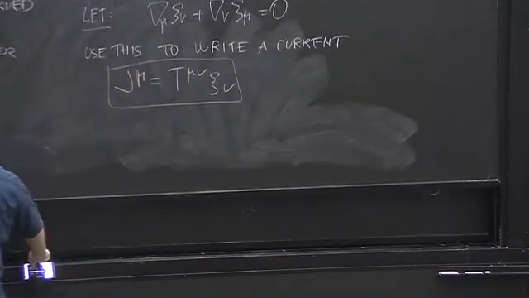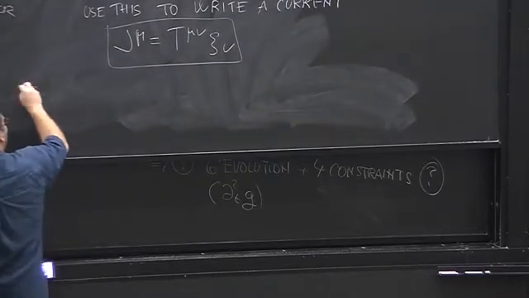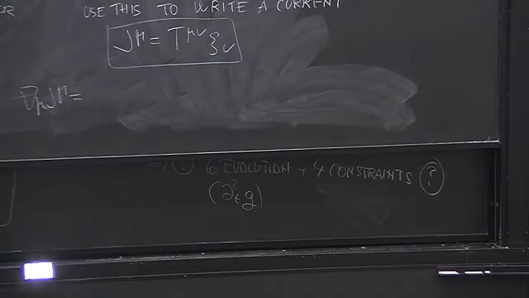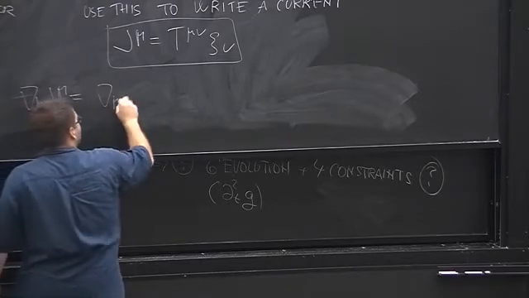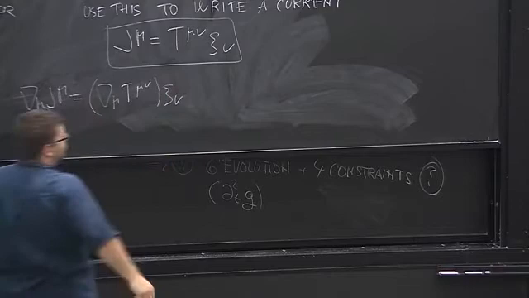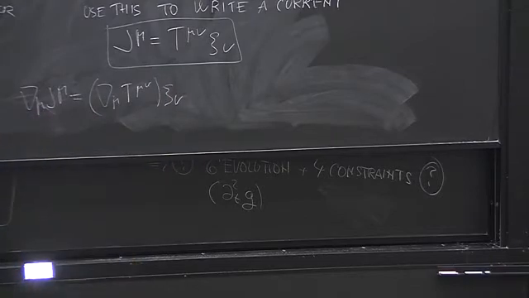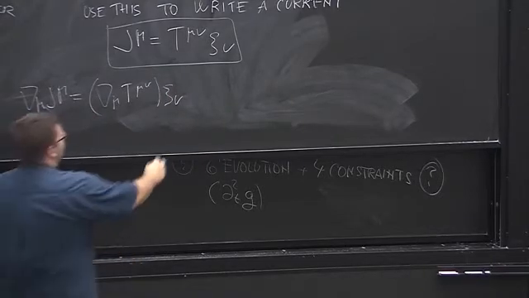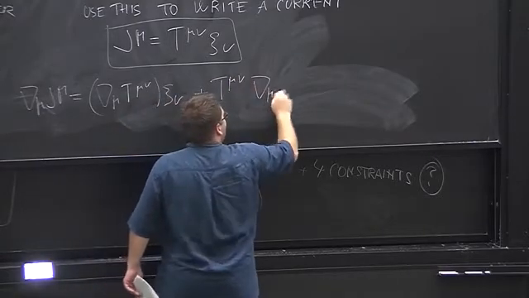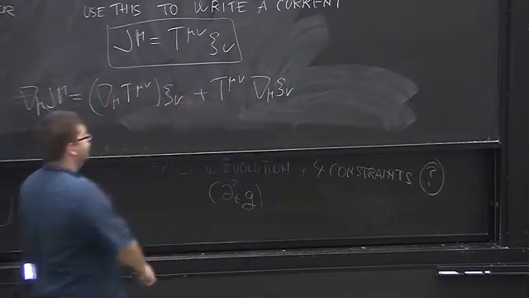Now let us calculate what nabla_mu J^mu is. Let's calculate the divergence of this vector. Well, I have two terms: I differentiate the first one, nabla_mu T^{mu nu} psi_nu, and then I differentiate the second one, so it's plus T^{mu nu} nabla_mu psi_nu.